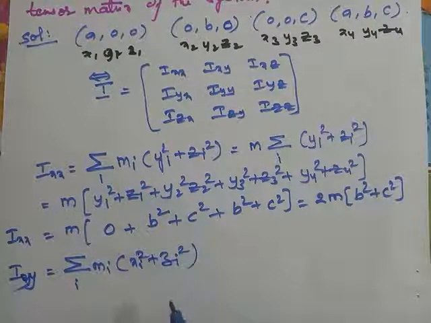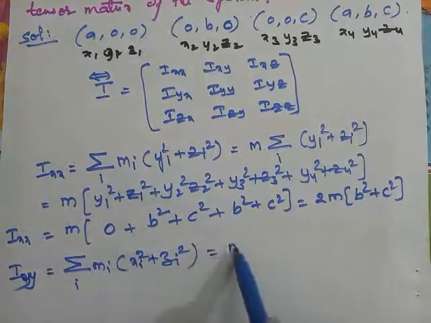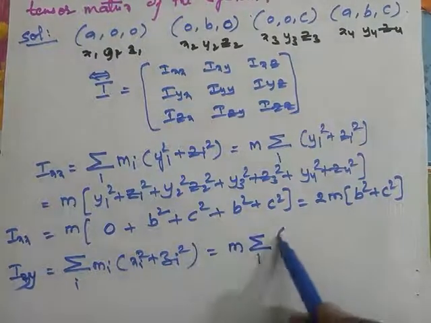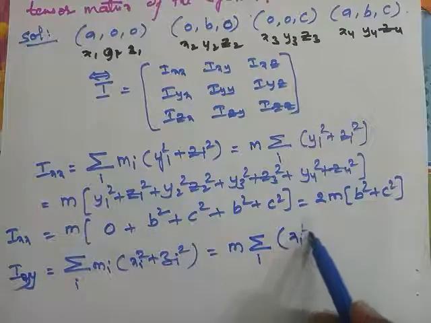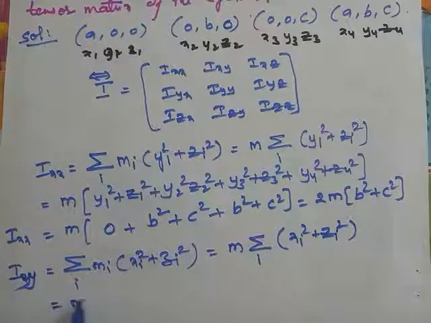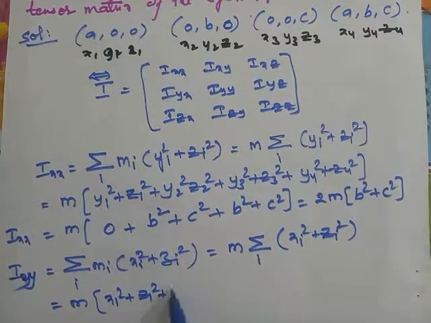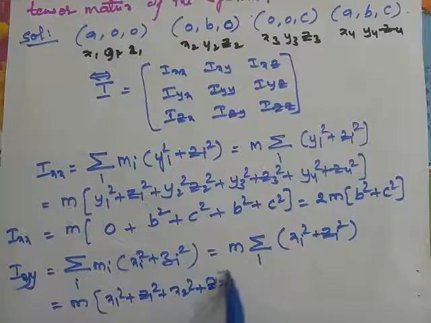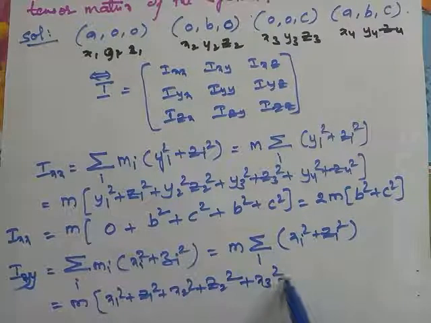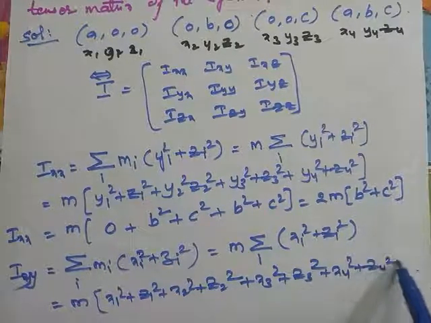There is no y component because we are going to find the inertia along the y direction. Now write m outside I, here we have xi square plus zi square. Okay, now expand that function. What we get after expanding: x1 square plus z1 square, x2 square plus z2 square, x3 square plus z3 square, x4 square plus z4 square.